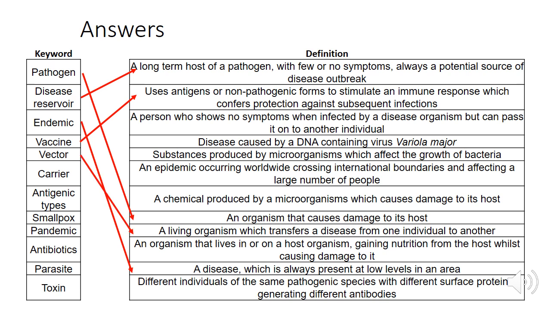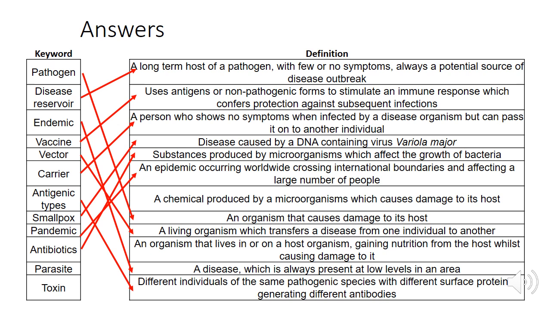A vector, a living organism which transfers a disease from one individual to another. So, for example, the mosquito in the case of malaria. A carrier is a person who shows no symptoms when infected by a disease, but can pass that disease on to another individual. Antigenic types, different individuals of the same pathogenic species with different surface proteins generating different antibodies. Smallpox is the disease caused by the DNA containing virus variola major. A pandemic, so an epidemic occurring worldwide, crossing international boundaries and affecting a large number of people.